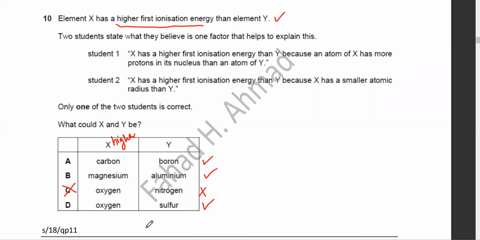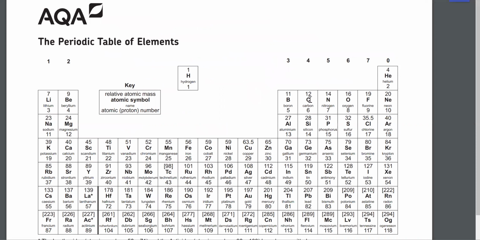C can't be correct. Now the next statement is, two students state what they believe is one factor that helps to explain this, this thing over here, X having a higher ionization energy compared to Y. Student 1 and student 2 are giving their explanations for that. Student 1 states that X has a higher ionization energy compared to Y because an atom of X has more protons in its nucleus than an atom of Y, starting with carbon and boron. Is that the reason? Why is carbon having a higher ionization energy compared to boron? What's the reason for that? Is it more protons?